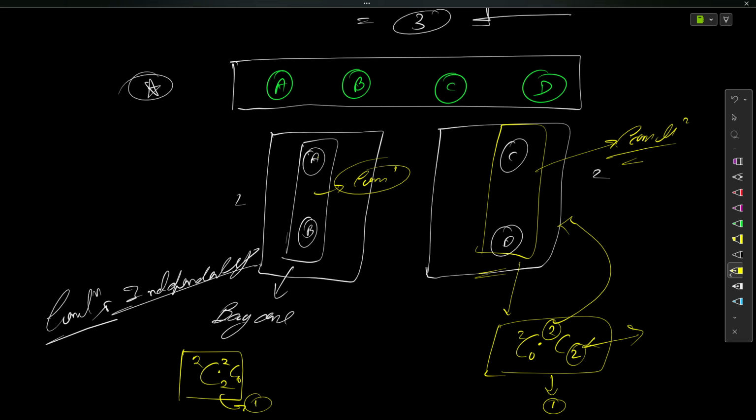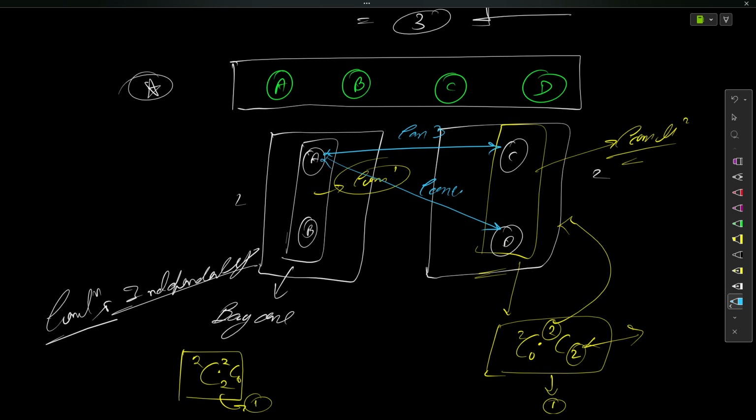Now, what I can do is start from A. If I start from A, let's say on this side, I can connect with C. If I start from A, I can connect with D. So, AC, AD. So, yes, this is combination 3.